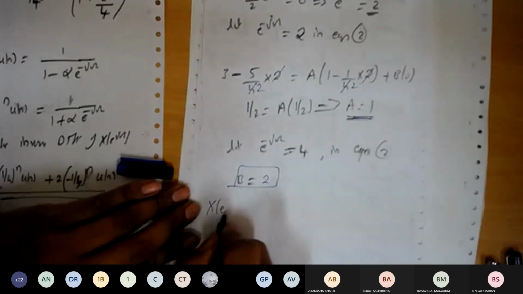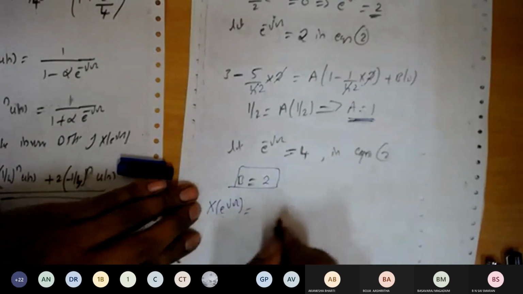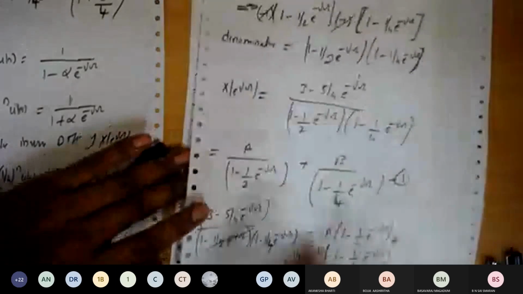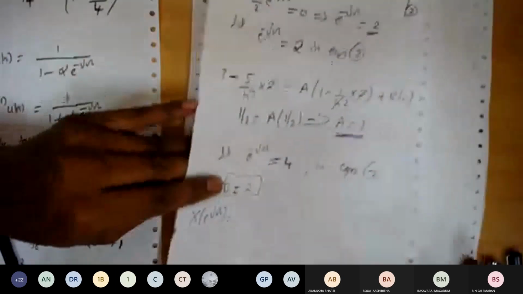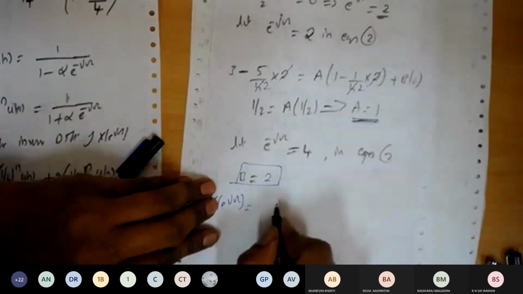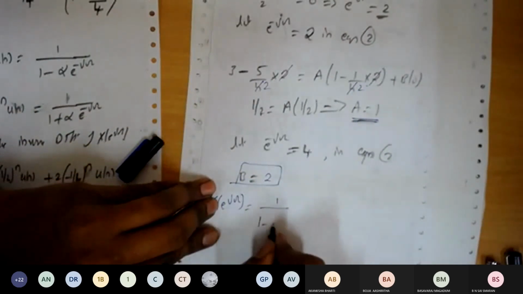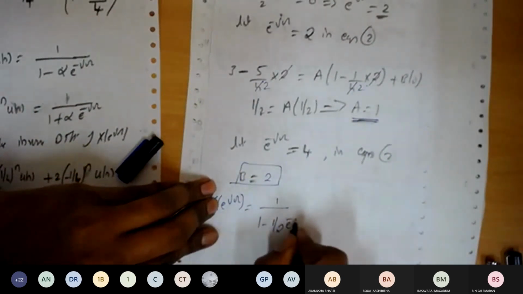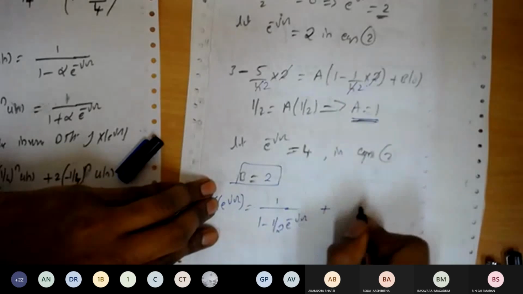Now let us substitute in the expression for X of e to the power of j omega. It is a divided by 1 minus 1 by 2 into e to the power of minus j omega, plus b divided by 1 minus 1 by 4 into e to the power of minus j omega. Once you are done with the partial fraction, the rest of the things is very simple.